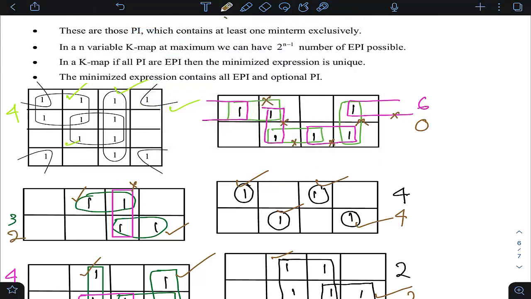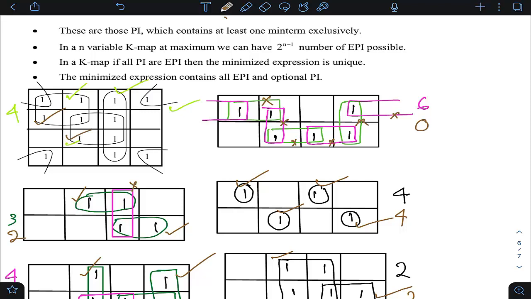So again we need to check. Is it an EPI? Yes, because you see this one is not covered by multiple groups, and even this one is not covered by multiple groups. So this contains 4 min terms. Out of 4, 2 are covered by multiple groups, but 2 are not. My requirement is that it should have at least 1 such min term. So here I have 2 min terms, so no doubt this is an EPI.